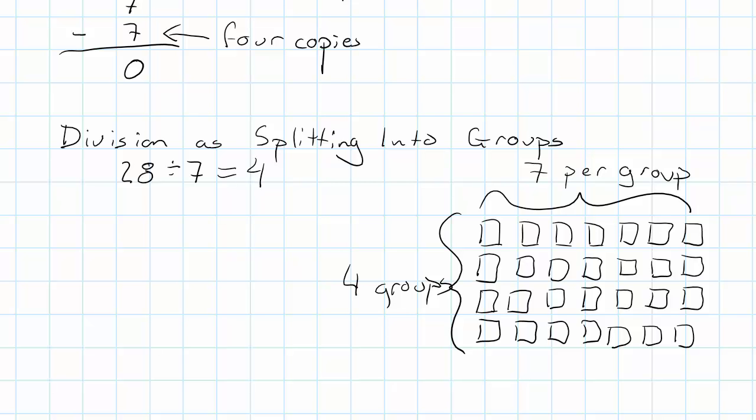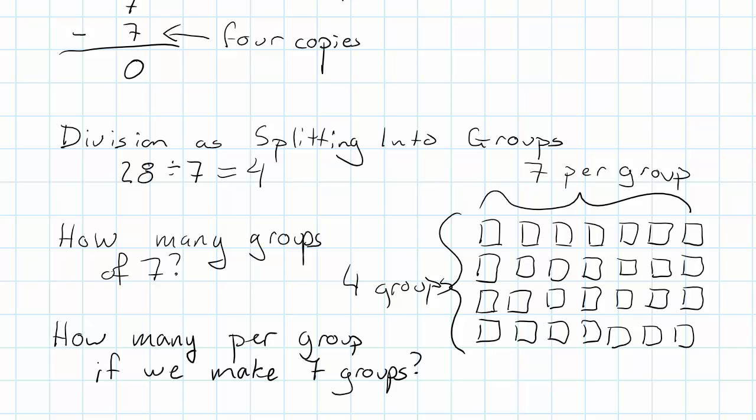Notice, if instead of looking at the rows in this picture, we look at the columns, we can think of these as groups of 4, and there are 7 of them. So we can think of this question as asking, how many groups of 7? Or we can think of this question as asking, how many will there be per group if we make 7 groups?